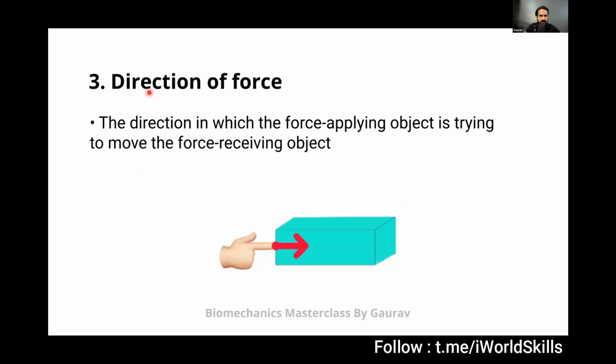Third attribute of force is direction of force, right? Now, direction is also very straightforward, right? The direction of force is simply the direction in which the force applying object is trying to move the force receiving object, correct? Now, in this scenario, let's just say I'm trying to move this blue colored block with my finger in this direction. So this arrow that you see over here represents the direction of this force that I am applying with my finger at this point of application, correct? So we use arrows to define or to identify the direction of force, correct?